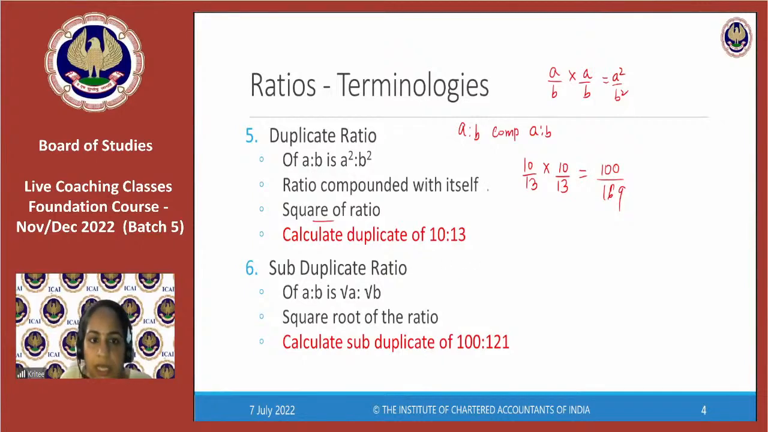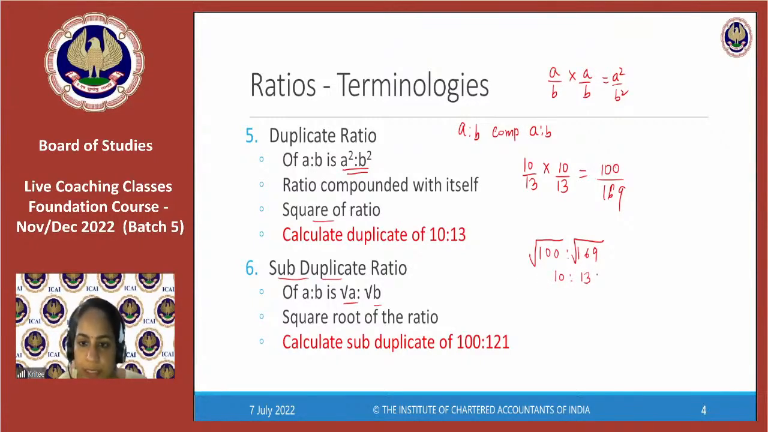Good. Now, duplicate is squaring. If duplicate is squaring, sub-duplicate is square rooting. So if I have 100 is to 169 as one of the ratios, when I find the square root of the antecedent and the square root of the consequent, the answer that I would be getting is the subduplicate.